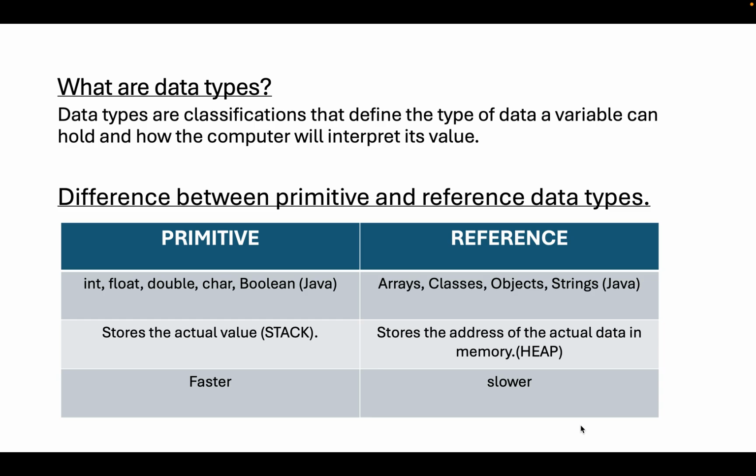So, whilst a primitive data type stores the actual value in memory, a reference data type only points to where the actual value is stored in memory. Because the reference data type does not store the actual value but only points to it, it tends to be slower than the primitive data type. So another difference is that primitive data types are faster than reference data types.